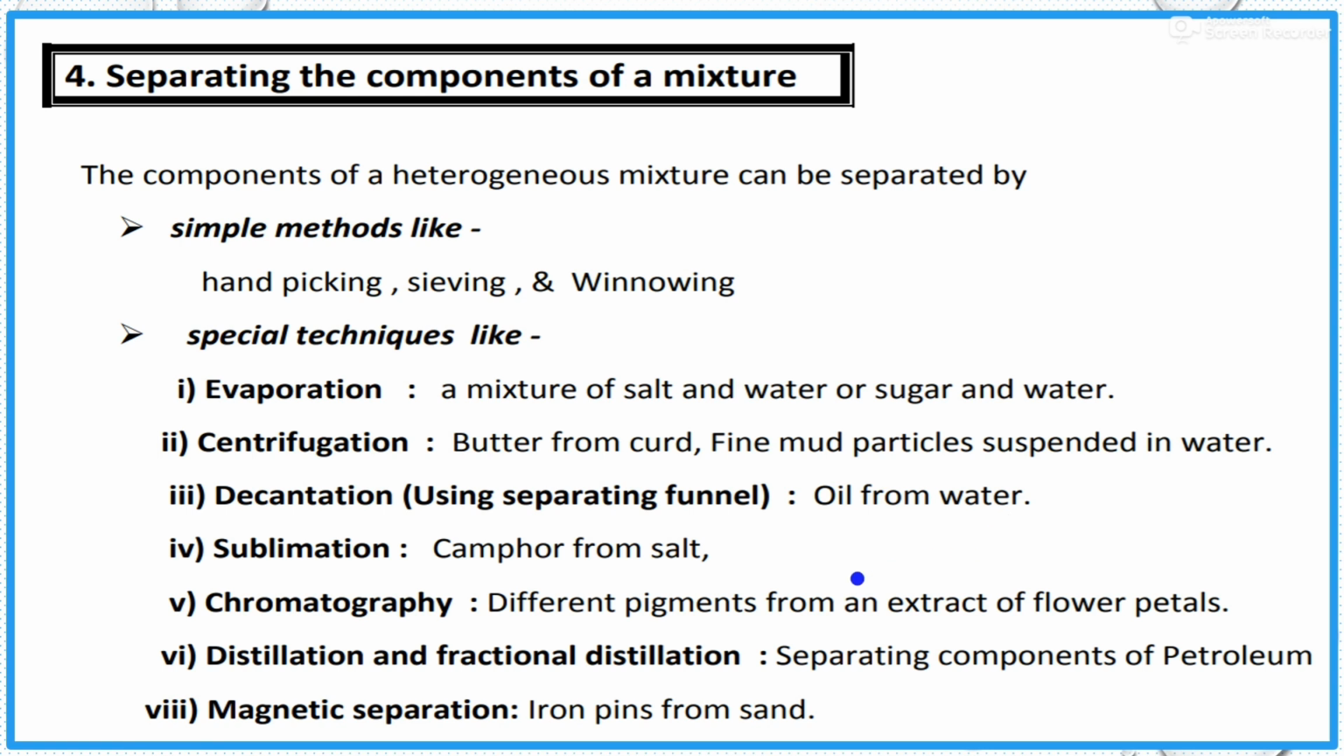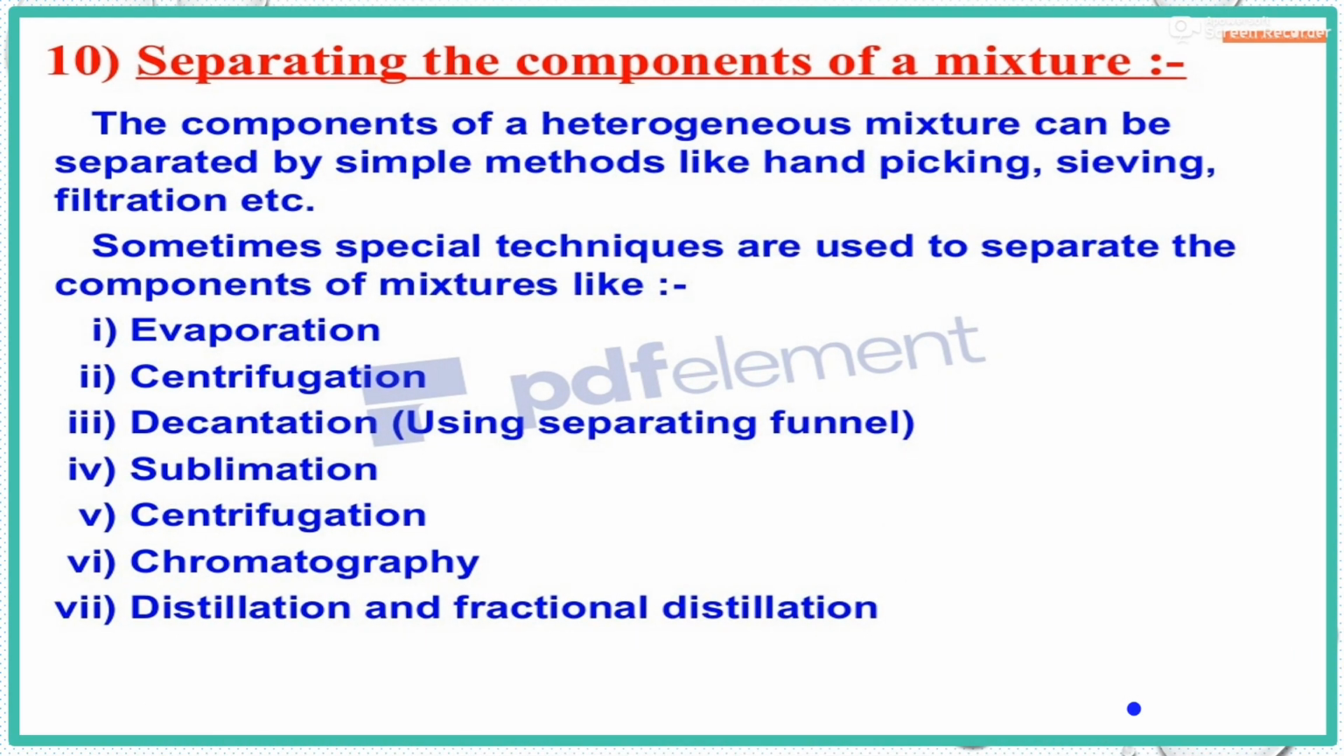Then sublimation, camphor from salt. To separate camphor from salt, we can follow the sublimation method. Then chromatography, different pigments from an extract of flower petals. Then distillation and fractional distillation, separating components of petroleum. Then magnetic separation, iron pins from sand. We can simply use a magnet to separate them, right? So there are different methods, we will discuss one by one.